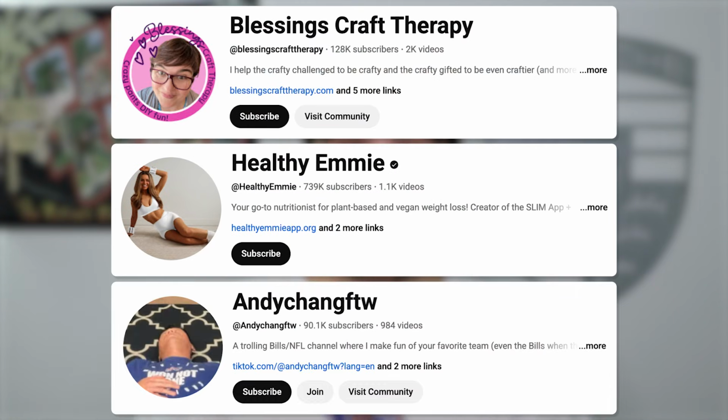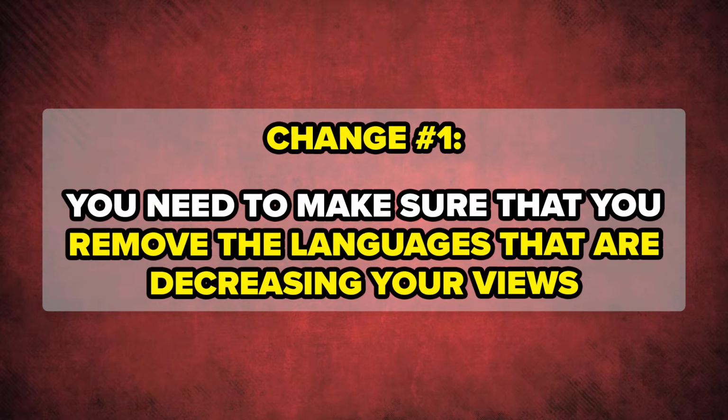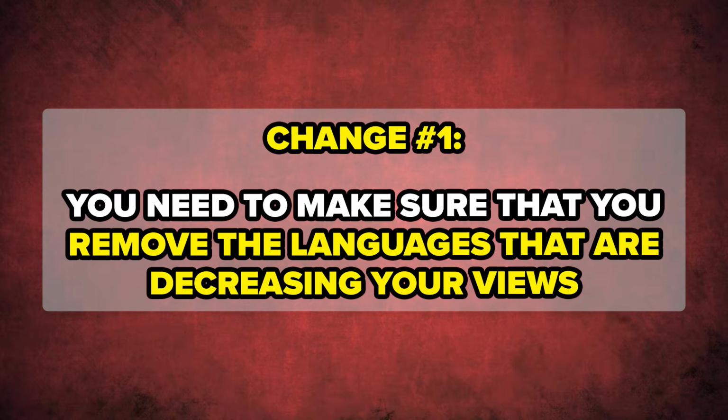truth. In fact, I just helped this creator, and this creator go viral on Instagram with a post that's been up for a long period of time because they implemented these 5 things without skipping any of them. Change number 1 is you need to make sure that you are removing any languages that are destroying your views.